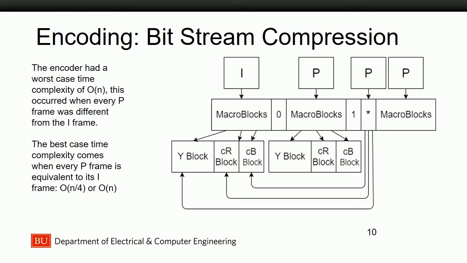The time complexity for this bitstream compression function was theta p times n, where we are working with every single pixel within all of our frames. Thus, p is the number of pixels per frame, and n is the number of frames.